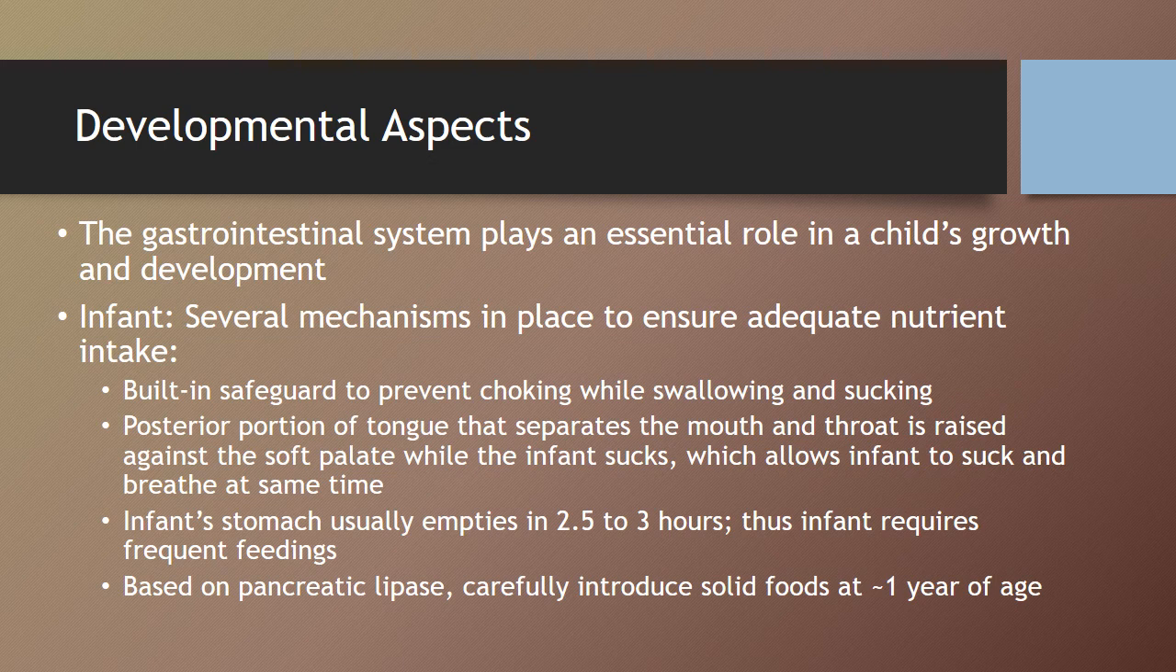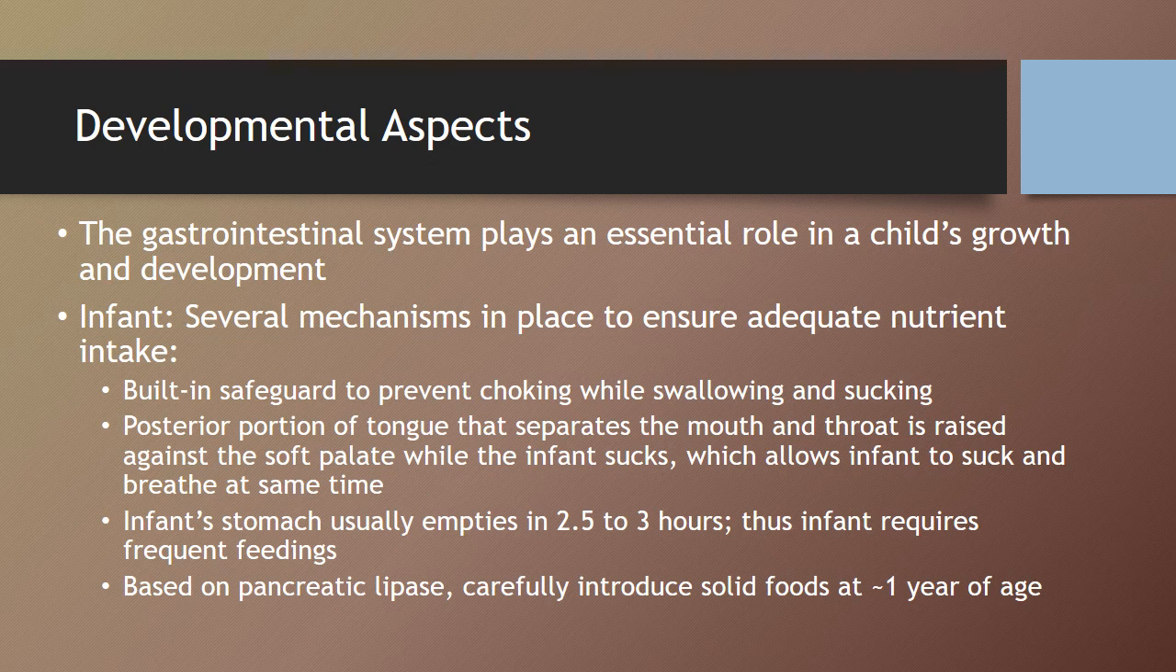All right, so just to cover some developmental aspects, meaning how the GI system starts out as an infant and just kind of matures up until adolescence. The GI system plays an essential role in a child's growth and development. So you'll see very commonly with a GI disorder or issue that, especially if they're very young, they have an issue growing, and they're behind on the height and weight, all those scales that you see when they're younger, up to 3 years of age. They're behind on those.